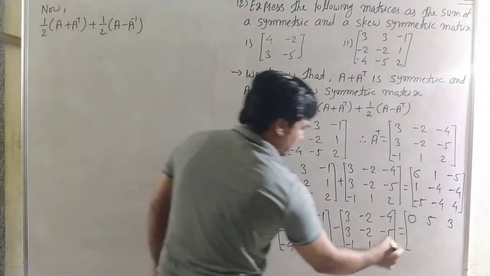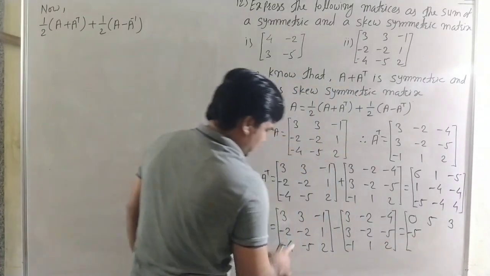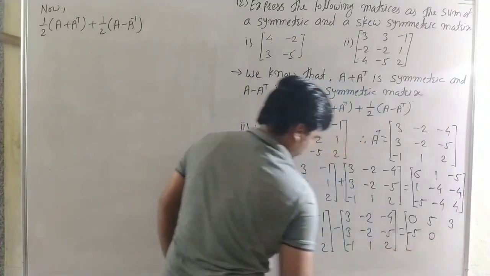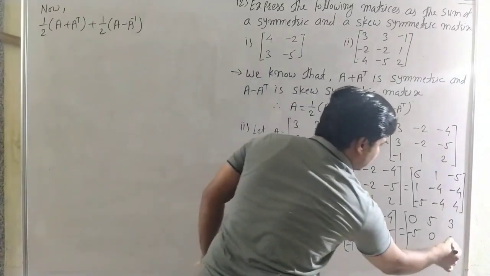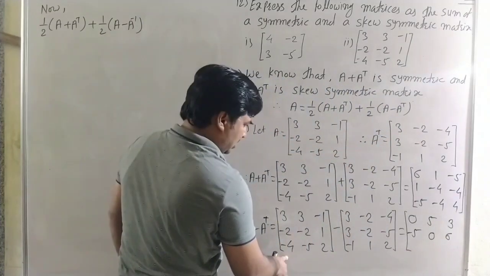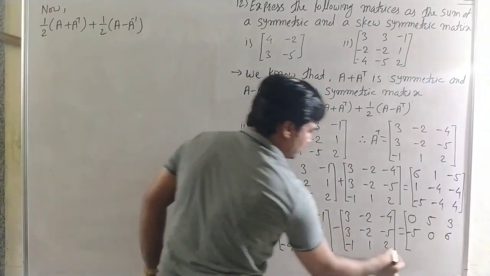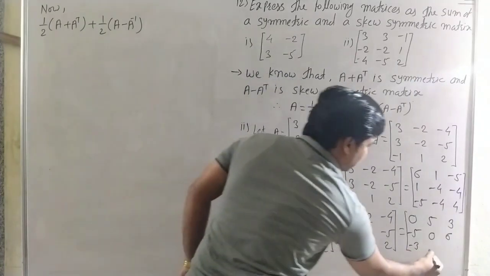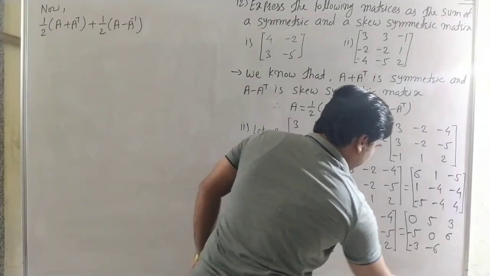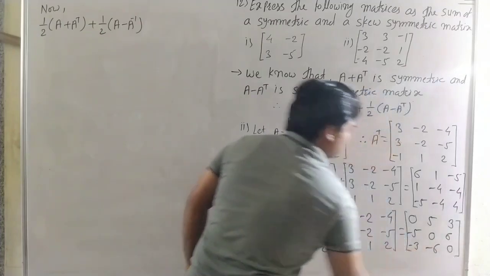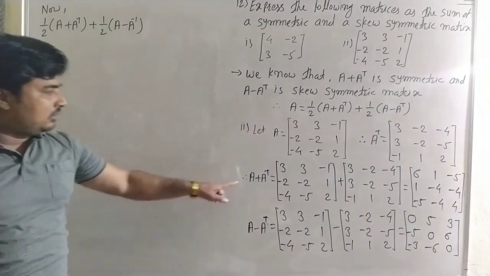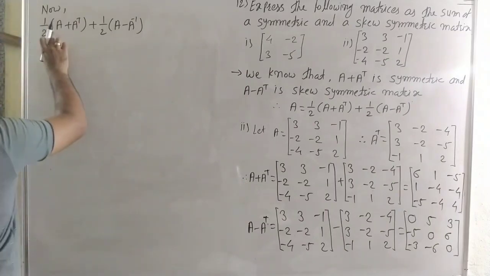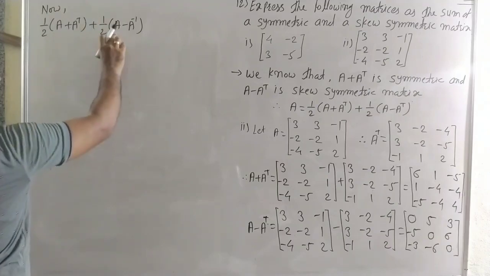Minus 2 minus 3, it is minus 5. Minus 2 minus minus 2, that is minus 2 plus 2, 0. 1 minus minus 5, it is 6. Minus 4 minus minus 1, that is minus 4 plus 1, it is minus 3. Minus 5 minus minus 1, it is minus 6. And 2 minus 2, it is 0. It is A minus A transpose. Okay. It is A plus A transpose and it is A minus A transpose. Now we find 1 by 2 A plus A transpose and plus 1 by 2 A minus A transpose.